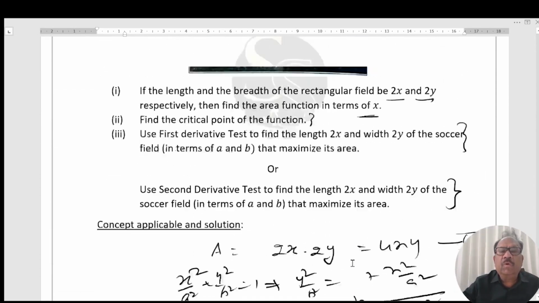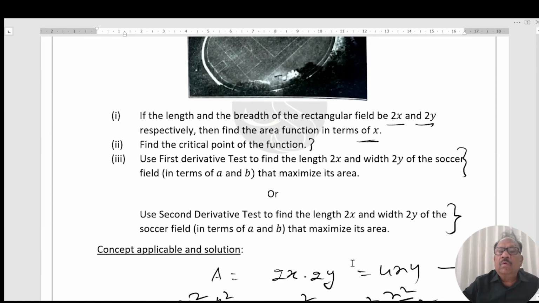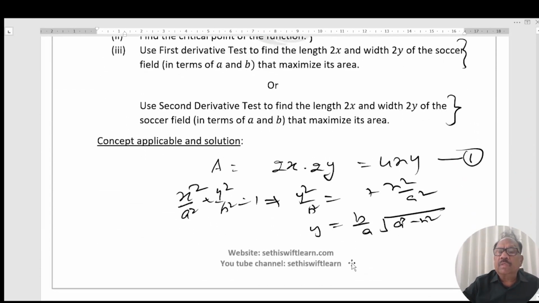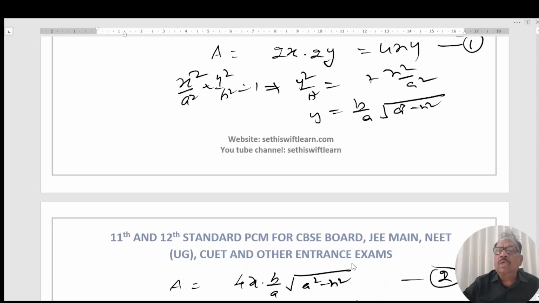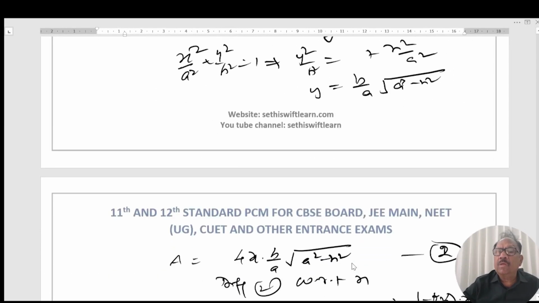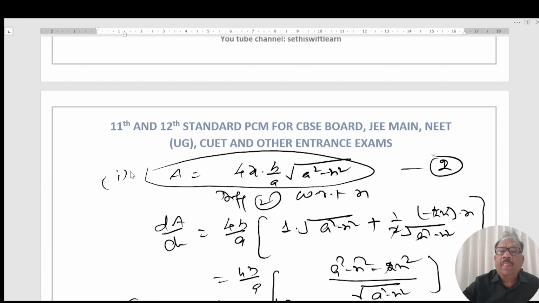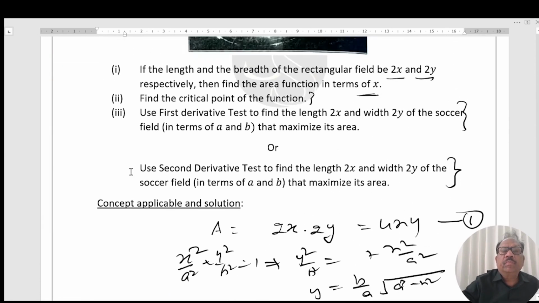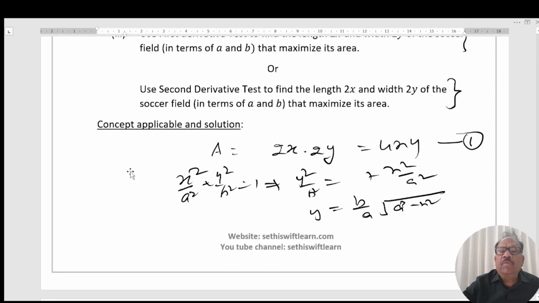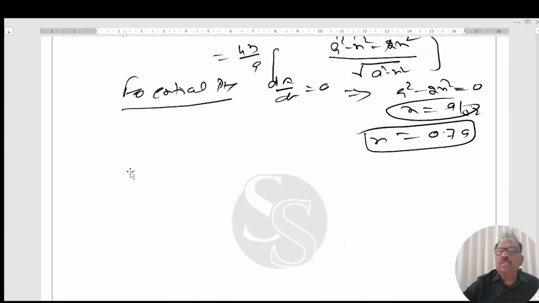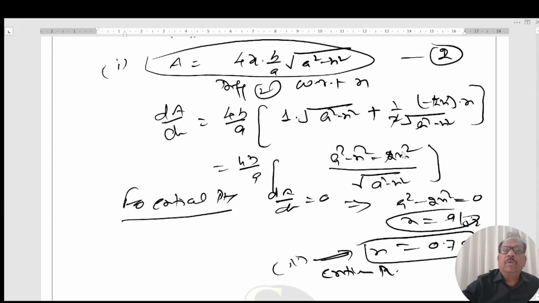Now, what is our requirement? Find the area in terms of x. This is the answer. In terms of x, area will be this; this is the answer of the first part, right? Next, find the critical point of the function. This is the answer of the second part. This is the critical point, right? Third part.